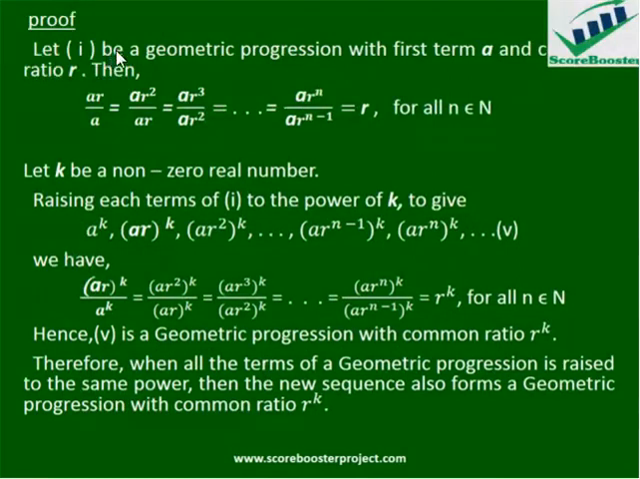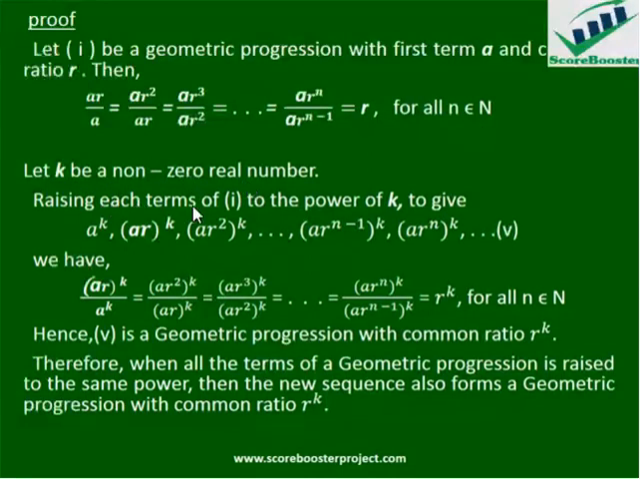Let 1 be a geometric progression, that is the first equation, a, ar, ar squared, up to ar raised to power n minus 1, up to ar raised to power n, with first term a and common ratio r. Then this is how we obtain the common ratio of a geometric progression, which is r for all n elements. So let k be a non-zero real number.